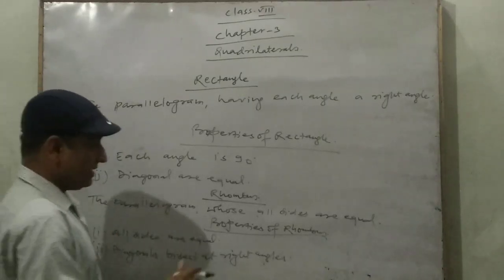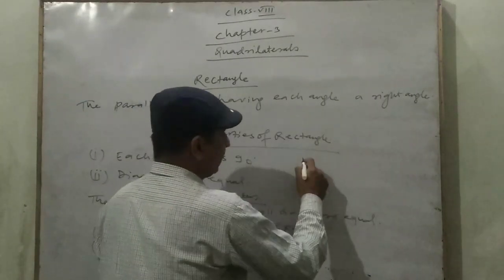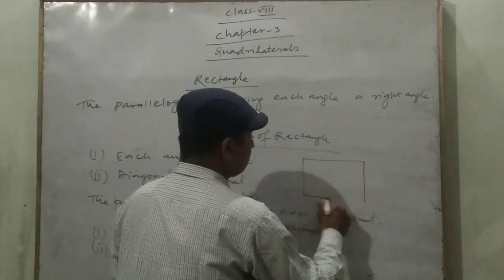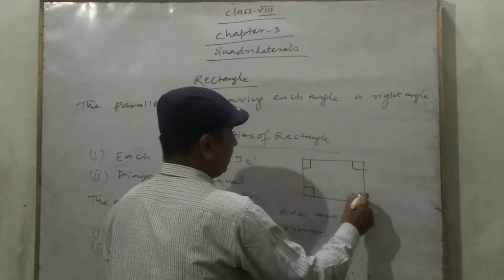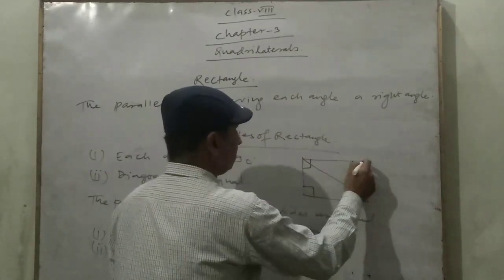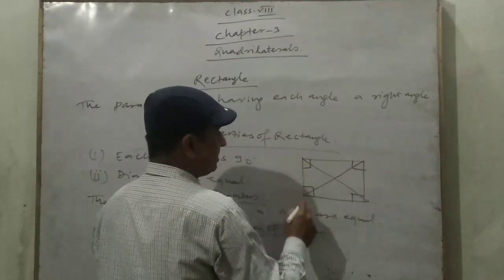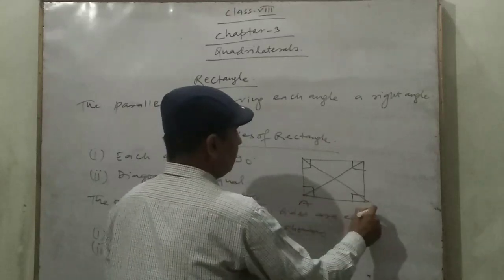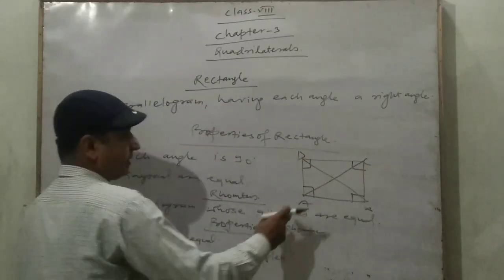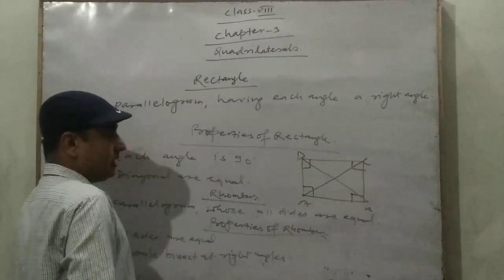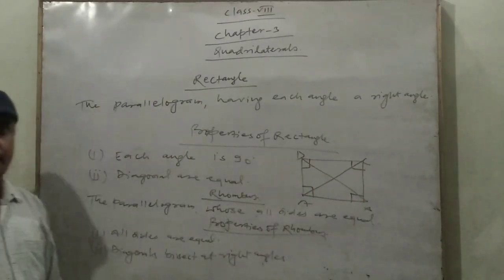Let's draw a figure of rectangle. Rectangle has each angle 90 degrees, and diagonals are equal. These diagonals AC and BD, A, B, C, D. Then AC equals BD. Diagonals are equal, and it follows all the properties of parallelogram.